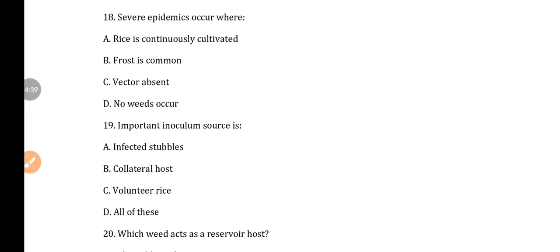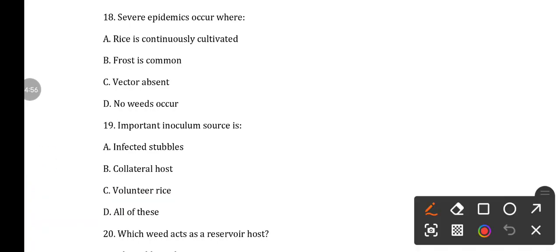So here the conditions are given which are responsible for the severe epidemic development for Rice Tungro. Option A, rice is continuously cultivated. Option B, frost is common. Option C, vector absent. Option D, no wheat occur. So here option A is correct. If the rice cultivation is continuously there, then only the severe epidemic will occur.